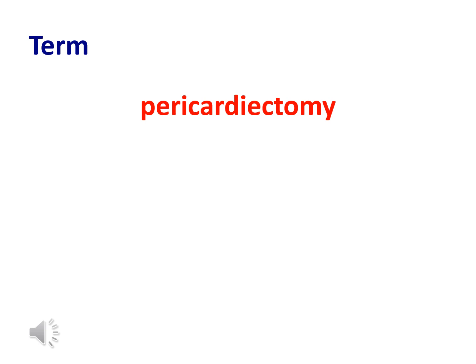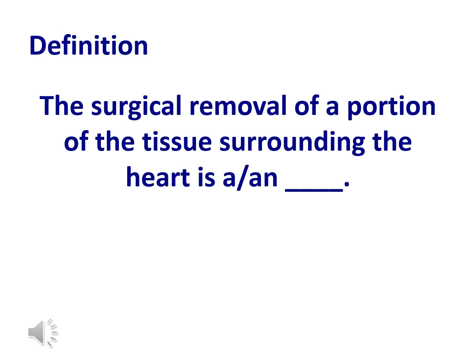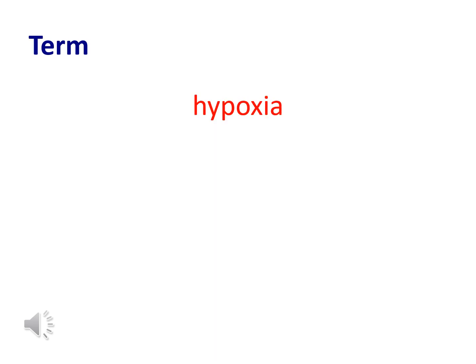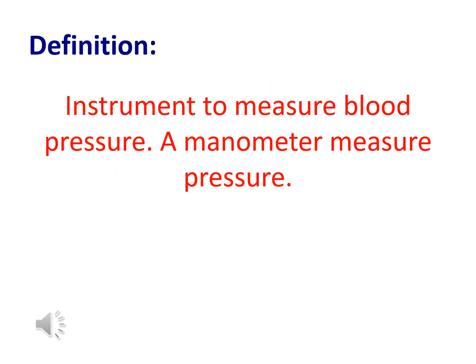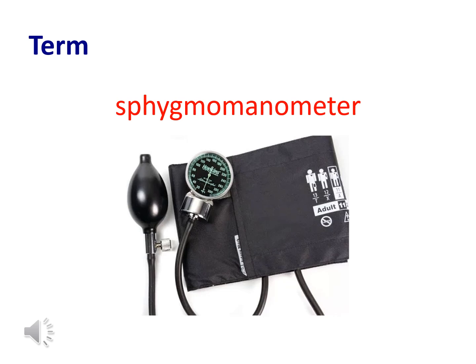Pericardiectomy. Pericardiectomy is the surgical removal of a portion of the tissue surrounding the heart. Hypoxia. Hypoxia is a condition of decreased oxygen in inspired air, as occurs in high altitudes. Inadequate oxygen in tissues. Anoxia is an extreme form of hypoxia. Instrument to measure blood pressure. A manometer measures pressure; the instrument is called a sphygmomanometer.